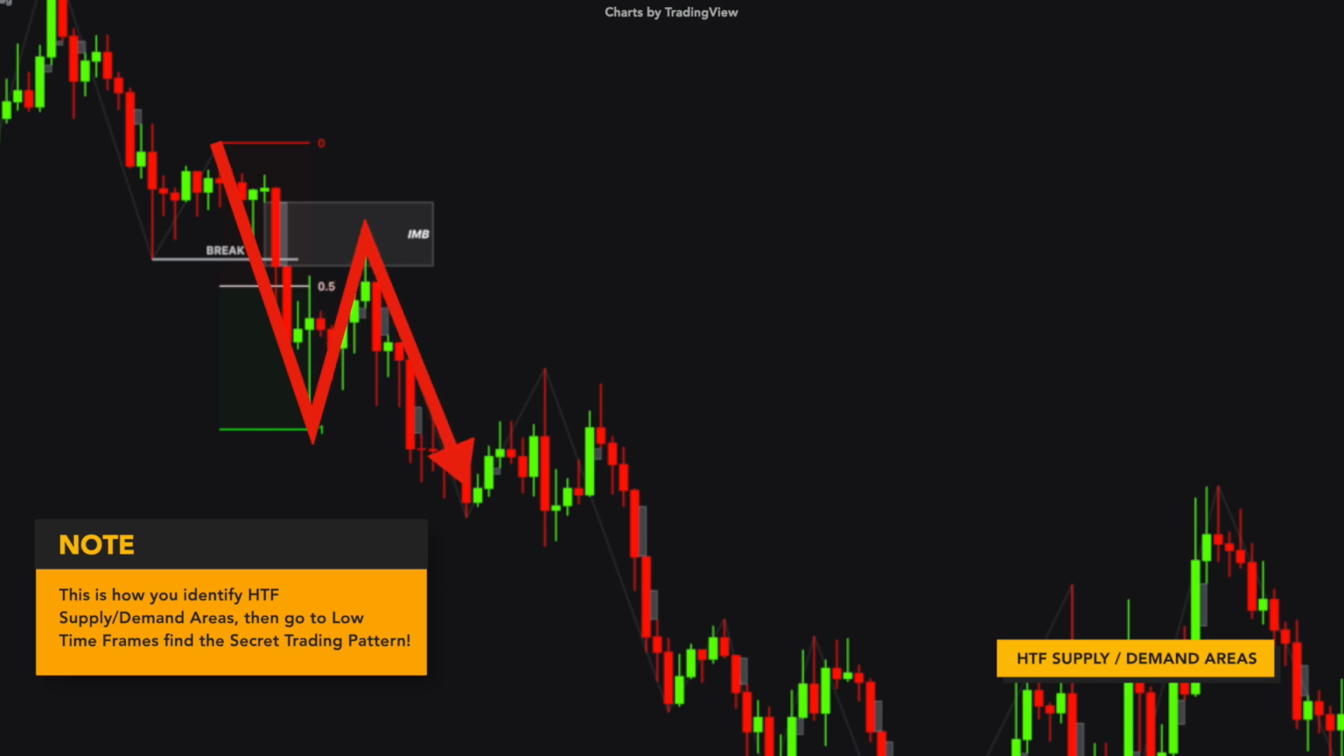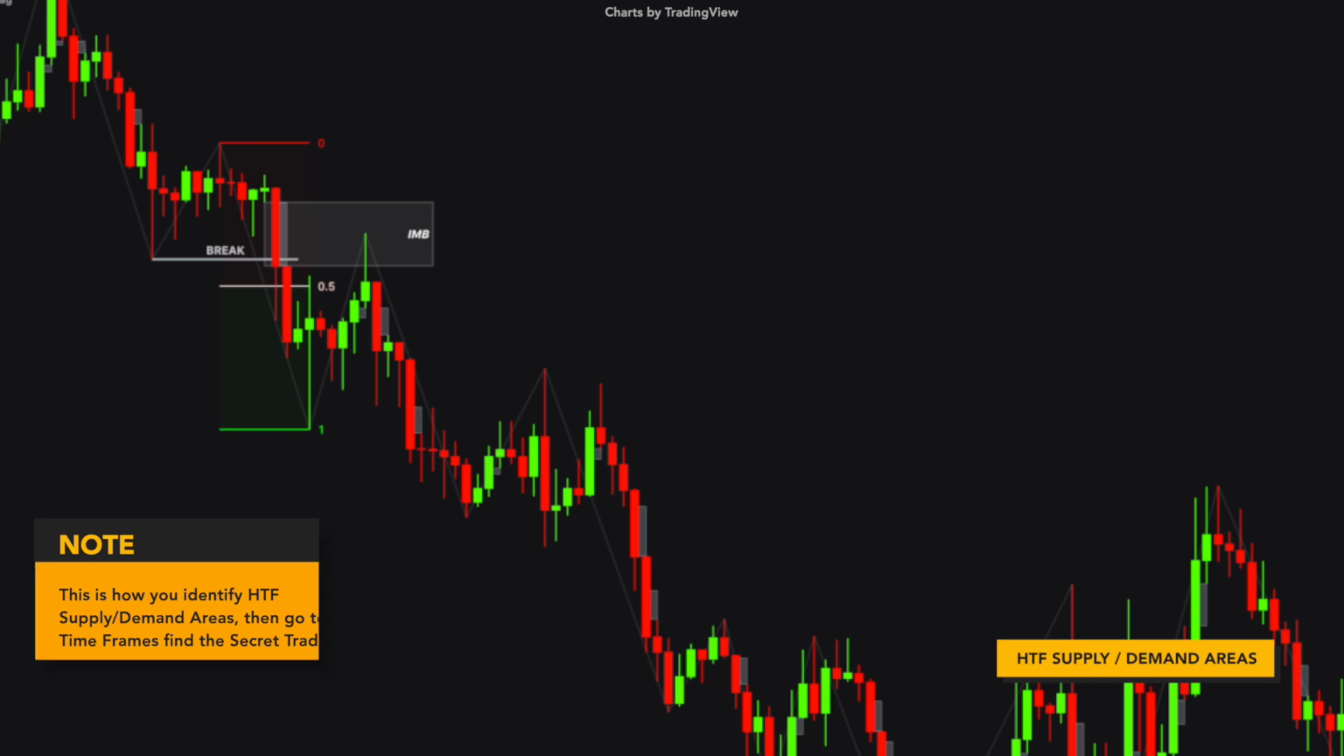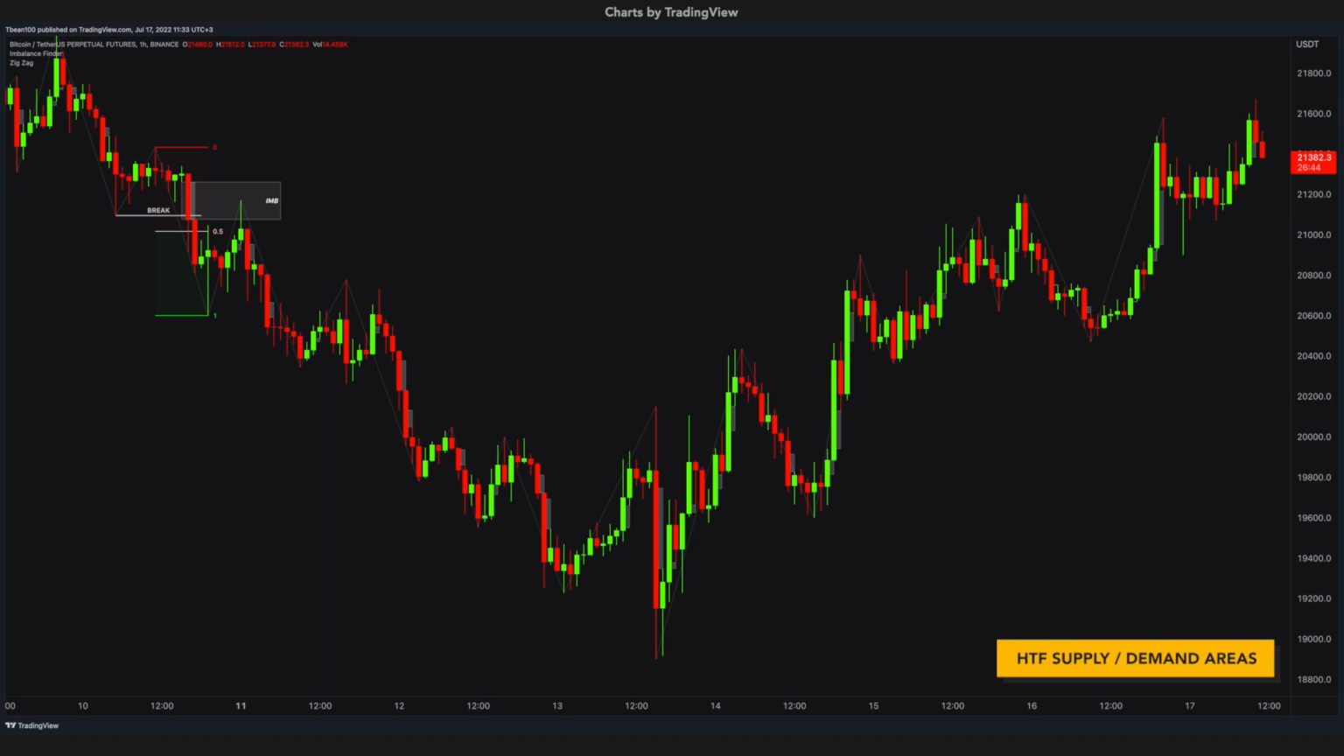This is a 1-hour time frame. You can easily find micro entries here with low time frames with 5, 4, 3, 2, 1 minutes. These low time frame areas are great for using our secret trading pattern.